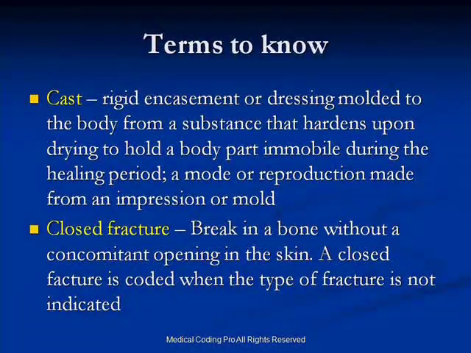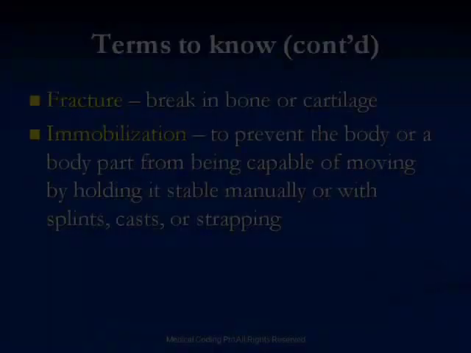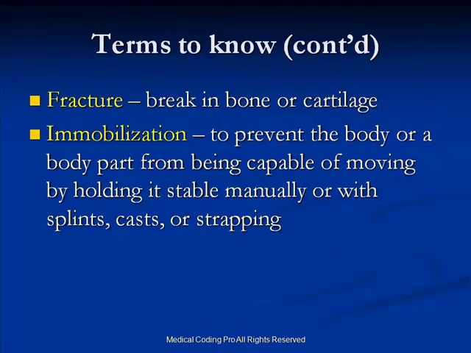Terms to know. Cast: rigid encasement or dressing molded to the body from a substance that hardens upon drying to hold the body part immobile during the healing period. A model or reproduction made from the impression or the mold. Closed fracture: a break in the bone without a concomitant opening of the skin. A closed fracture is coded when the type of fracture is not specified. Closed reduction: treatment of a fracture by manipulating it into proper alignment without opening the skin. Fracture: break in the bone or cartilage.